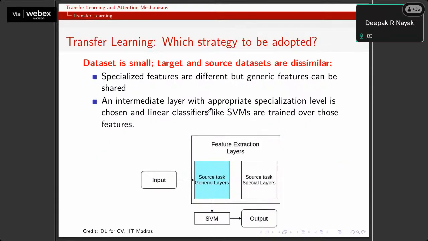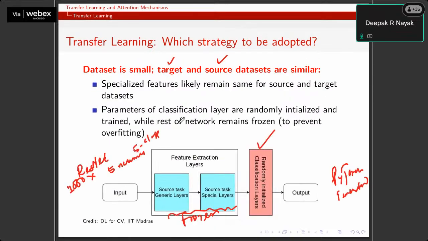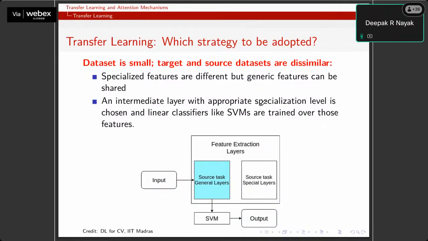The next strategy is when the data set is small, but the source and the target data sets are dissimilar. What will you do? Because we know the source and target data sets are not the same, the features at the specialized layers are not going to be the same, because this layer is specific to the source task and this layer is specific to the target task. The specialized features are going to be different, but the generic features are going to be the same.